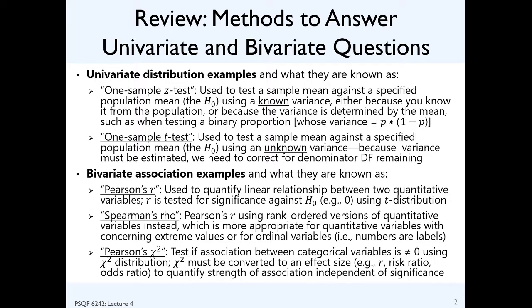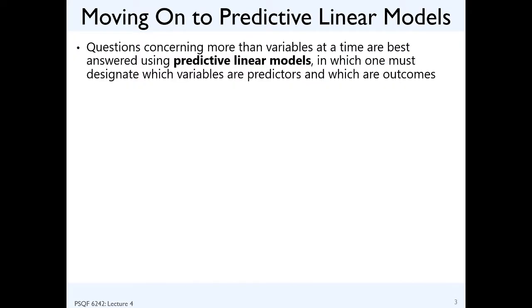Bivariate, we learned Pearson's linear relationship between two variables. We do a t-test to compare that R against a distribution where the null hypothesis is usually 0. Spearman's rho does the same thing on rank order data instead, and chi-square for categorical. So those are the things we know how to do so far. Moving on.